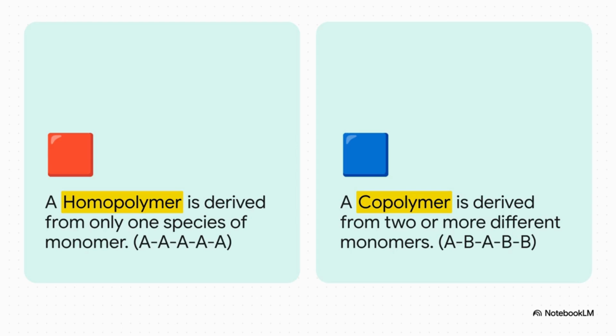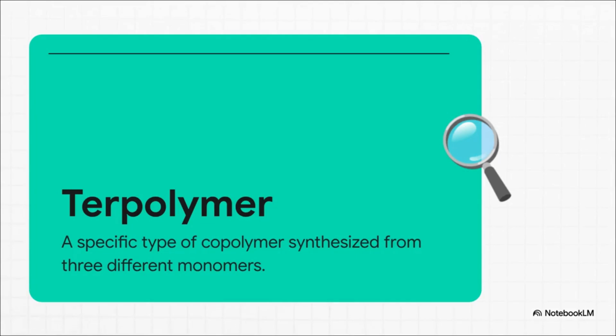A homopolymer, homo meaning same, is made from just one single type of monomer. Think of a chain of all red Legos. A copolymer, co meaning together, is made from two or more different monomers. Now you've got a chain that mixes red and blue Legos. Simple as that.